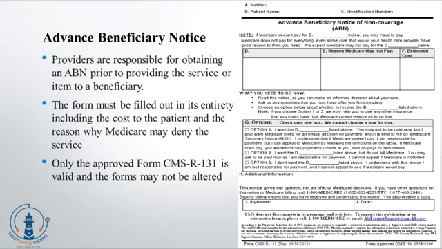Only the approved form CMS R131 is valid, and the forms may not be altered in any way other than to put the practice information in the header area. Coders will not be responsible for obtaining these forms. However, you will need to know when an ABN is required and what to look for when reviewing one.